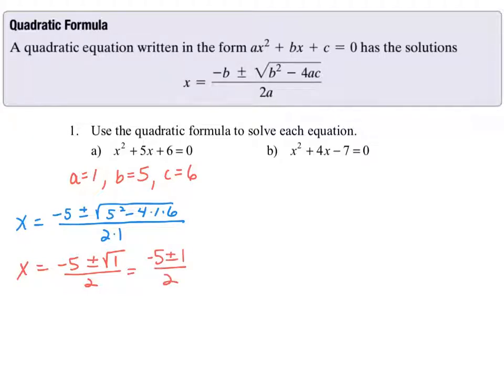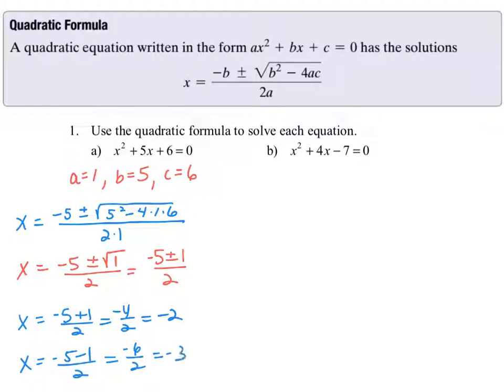We find our two answers by using this formula with a plus sign and then using the same formula with a minus sign. So we get x equals negative 5 plus 1 over 2, which is negative 4 over 2, or negative 2. And the other solution is x equals negative 5 minus 1 over 2, or negative 6 over 2, which is equal to negative 3.